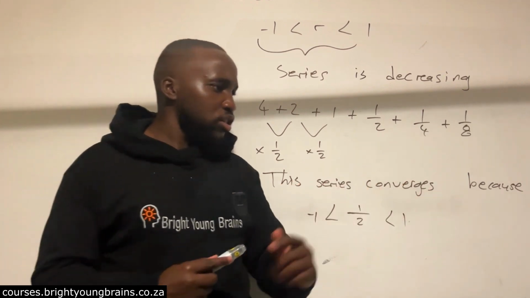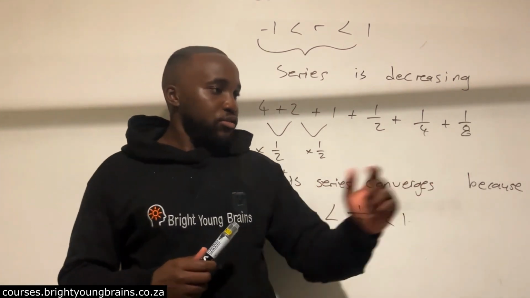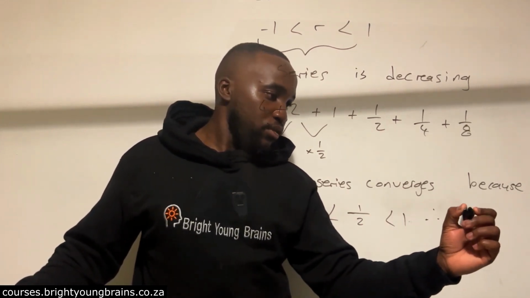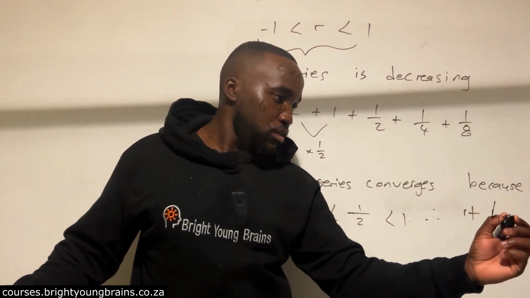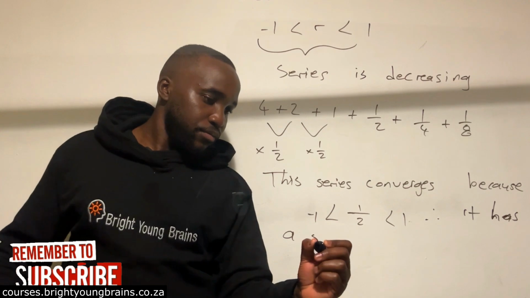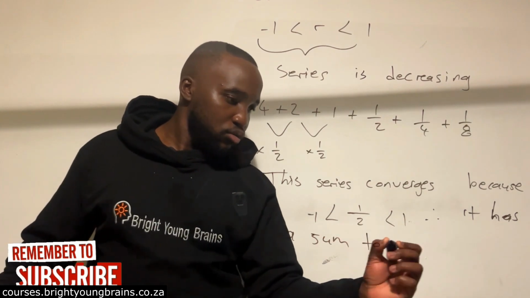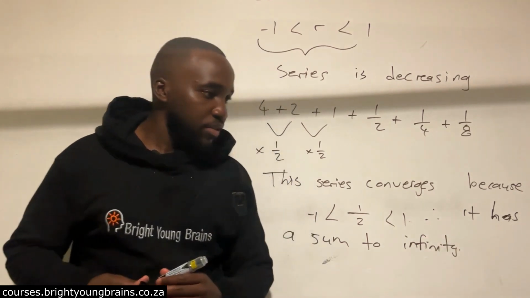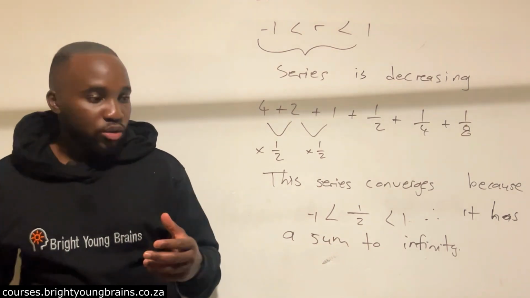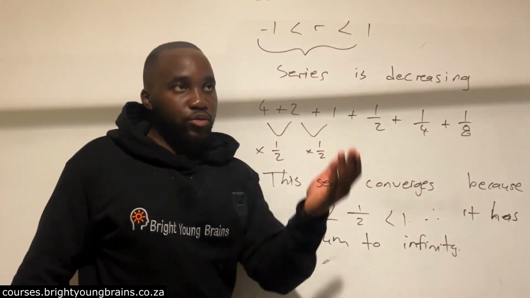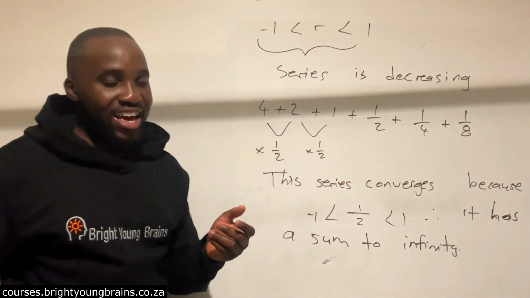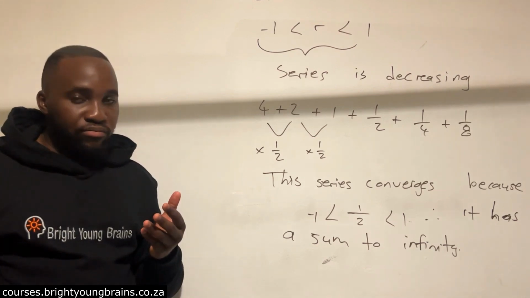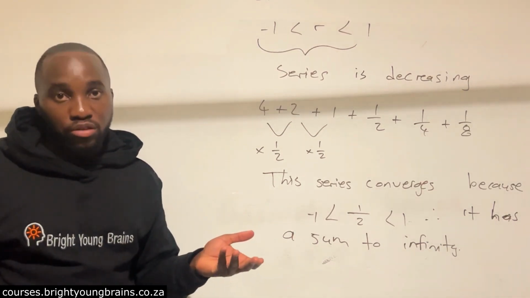So as long as your series converges, this series converges because of this statement. So we can say here, therefore, it has a sum to infinity. This is just something that I'm adding now as we're having this tutorial. As long as your value of R is between -1 and 1, it means that your series has a sum to infinity. And now we're going to explain the simple way of remembering what sum to infinity is.